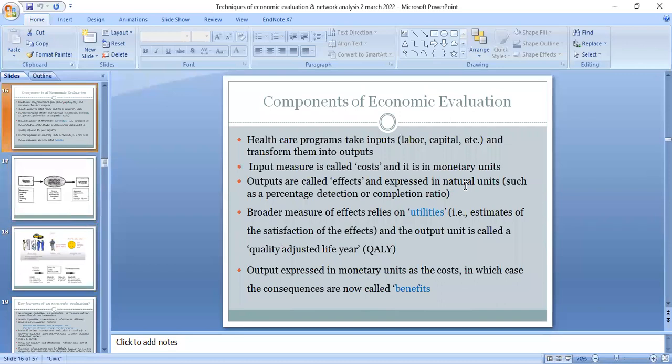and transform them into outputs. Input measure is called cost and it is measured in monetary units. Outputs are called effects and expressed in natural units such as percentage, detection, or completion ratio. A broader measure of effects relies on utilities. That is the estimates of the satisfaction of the core effects, and the output unit is called quality adjusted life years. These utilities are mostly used in cost utility analysis. Output expressed in monetary units is the same as the cost, in which case the consequences are now called the benefits.